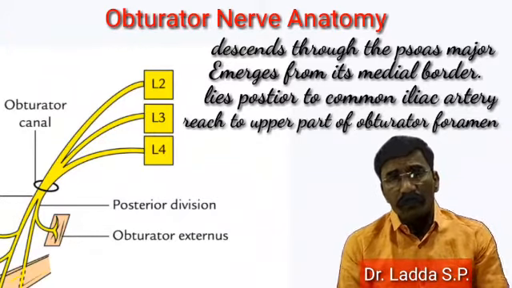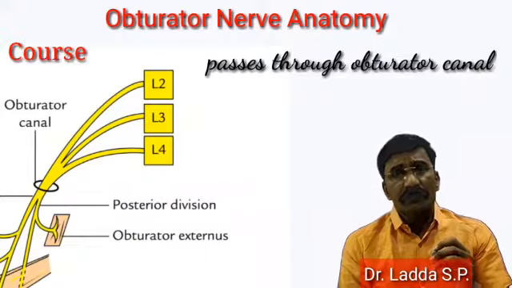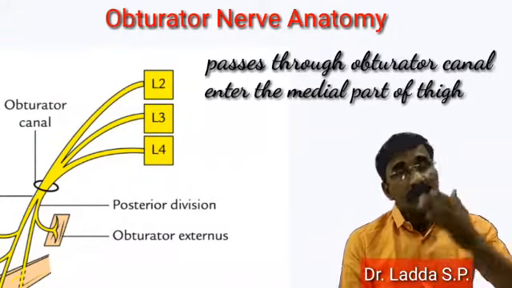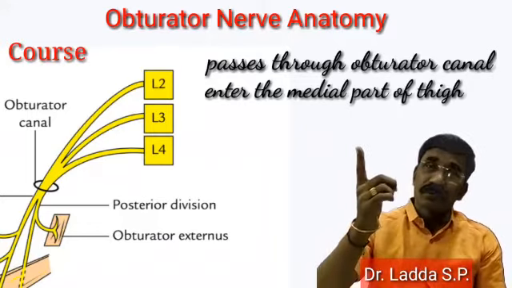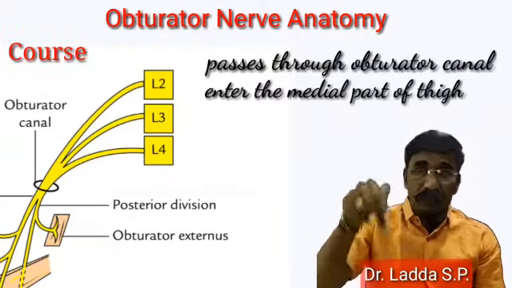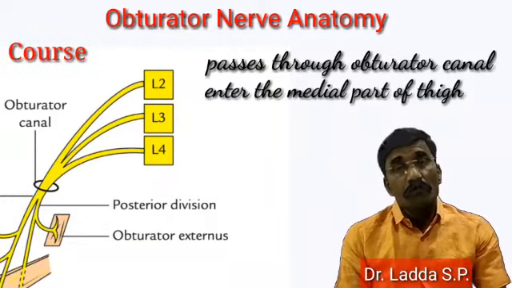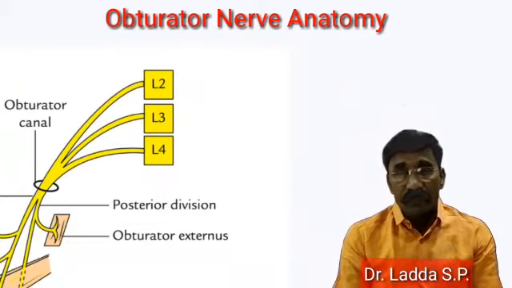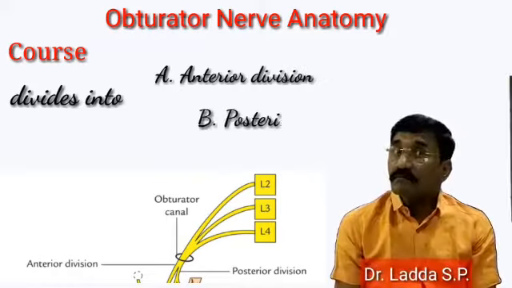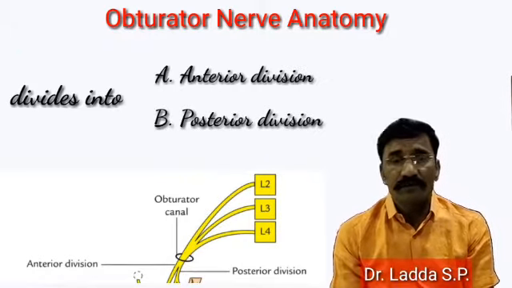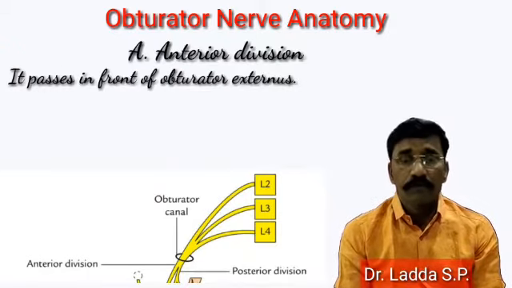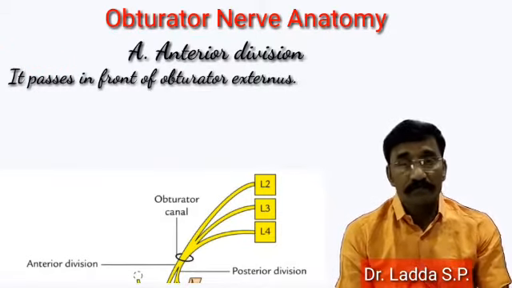Now the obturator nerve enters the medial aspect of the thigh via the obturator canal. The nerve reaches up to the obturator foramen, then it passes through the obturator canal and finally it enters the medial part of the thigh. In the thigh, the nerve divides into two divisions. The anterior division of the obturator nerve passes downwards in front of the obturator externus muscle.